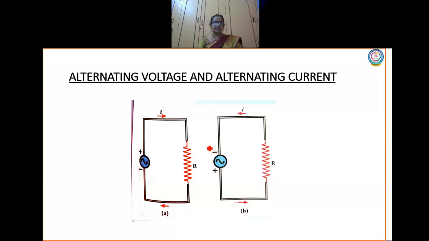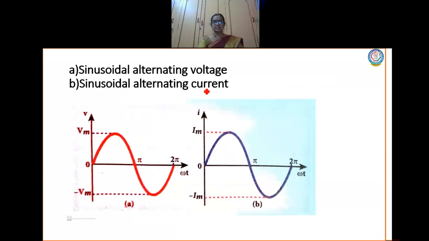So what is happening here? The current is flowing in alternate directions. When the current is flowing in alternate directions in a circuit, you call this current an alternating current, and the voltage given is called an alternating voltage. Is it clear, children? Now I draw a graph. This is the graph for an alternating voltage, and here is a graph for alternating current. You will have a waveform, and this is a sine wave.